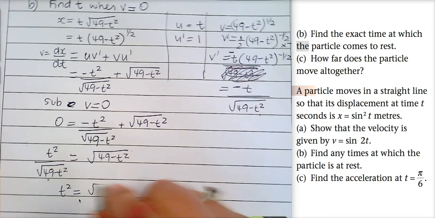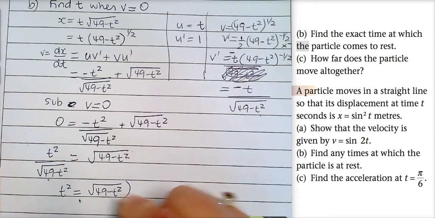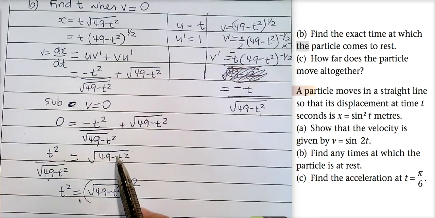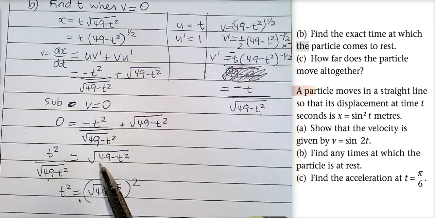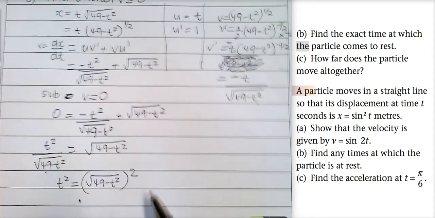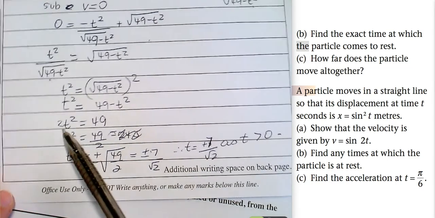T squared is the square root of 49 minus t squared, all squared, because it's that times that. Are you okay with that? T squared divided by that, the opposite is timesing it by that. It'll be the square root of 49 minus t squared times 4. So there's the continuation of that.